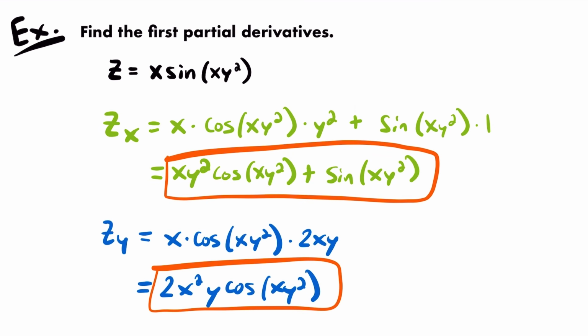All right, and so there we have it. These are the first partial derivatives of this function. So you could plug in the x and y coordinates for a point on this surface into these two functions to find the slope of the tangent line in the x direction or find the slope of the tangent line in the y direction. All right, let's take a look at one more example, and this is a fun one.